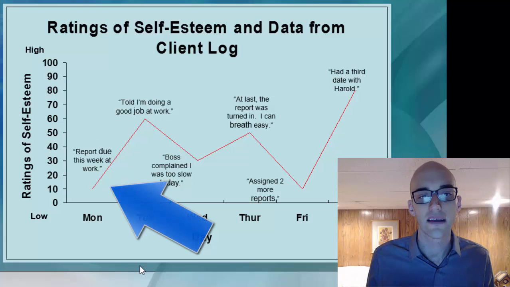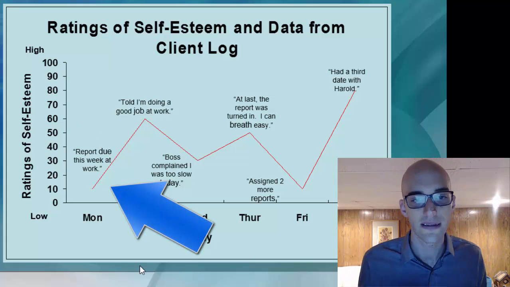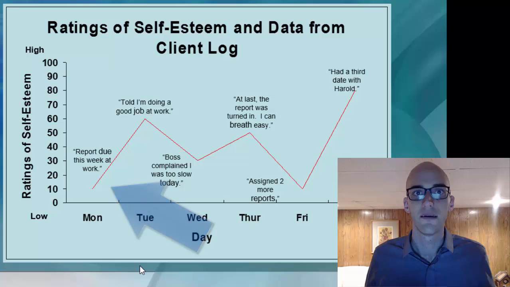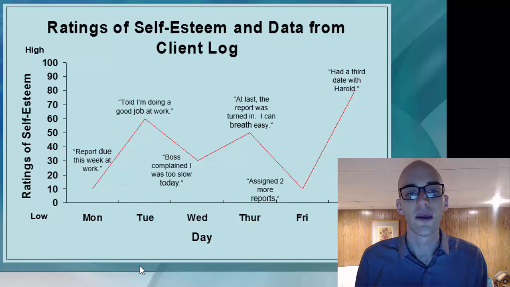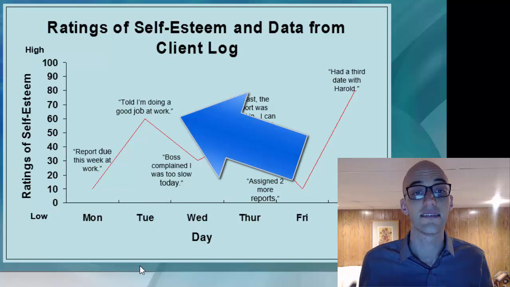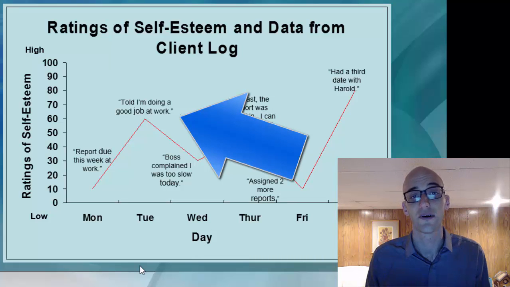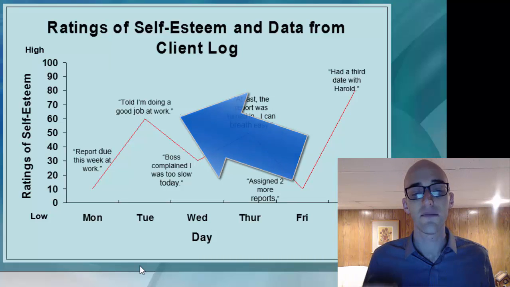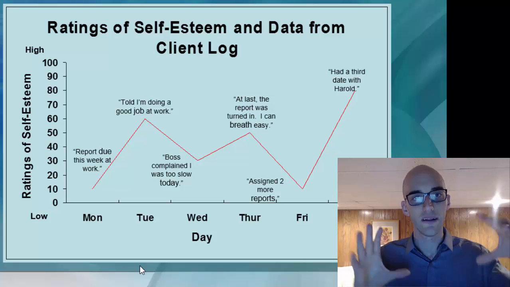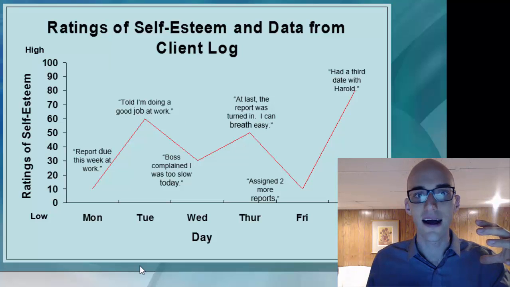So Monday, their self-esteem was really, really low. It's at a 10. The report was due at work, which really shook up their self-esteem. But Tuesday, they were up to 60 because I was told that I was doing a great job at work. So Tuesday, my self-esteem was up. And in your graph, you can build in that little comment. So this puts it all in context, right?